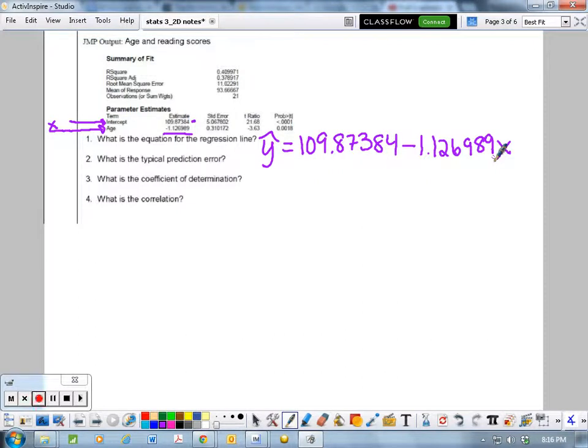What's our typical prediction error? This is our s value, and our s value is that root mean square error. So our s value, wow, that's quite a big amount of error, 11.02291. And this is measured in reading score points. Maybe not so much when you take into consideration that we're starting at 109.